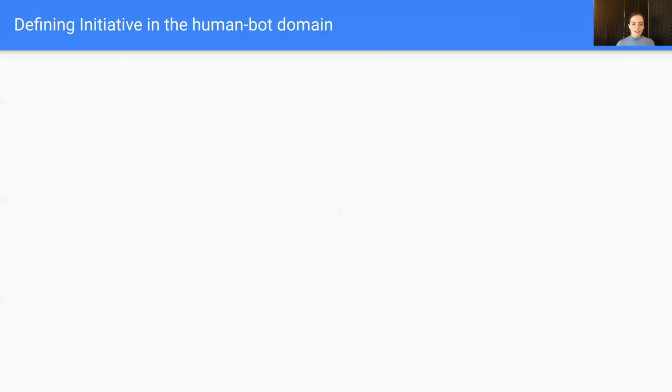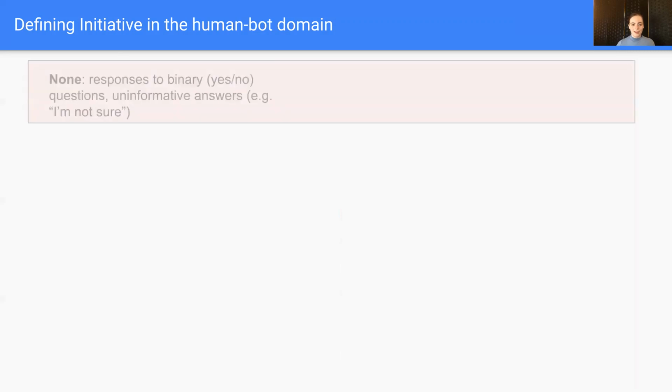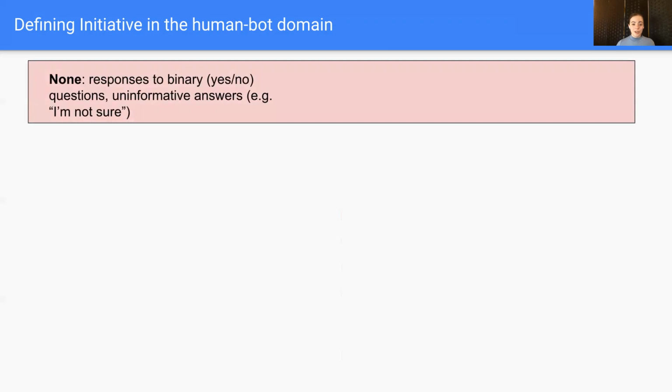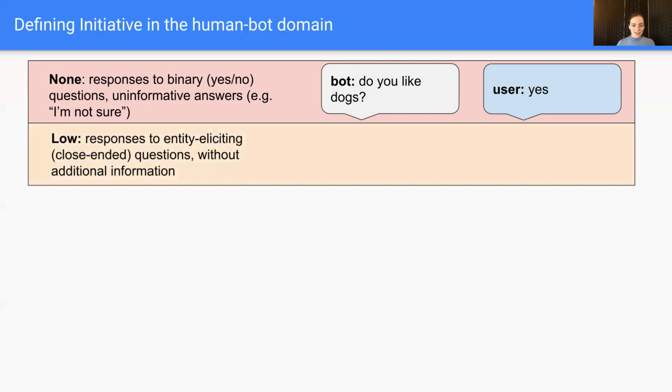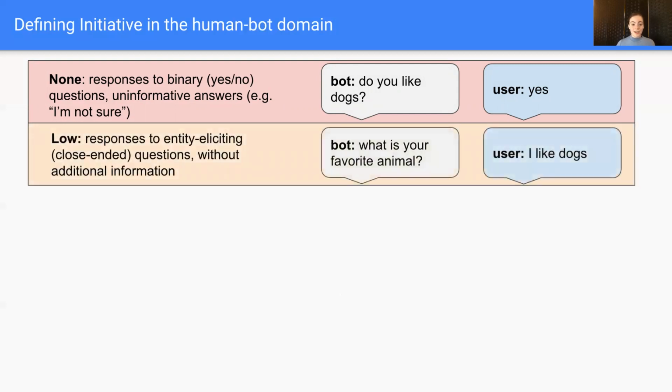To address this, we propose a new multi-level definition of initiative intended specifically for human-bot conversations. At the none level of initiative, the user's response has no impact on the conversational direction set by the bot. This includes yes or no answers to yes or no questions and uninformative responses or cop-outs such as I'm not sure. When the bot asks a closed-ended question, such as what is your favorite animal, the user has a bit more freedom than they do when answering a yes/no question, but they're still fairly constrained. If the user answers a closed-ended question compliantly and without additional information, as in the example shown, then we consider them to be taking a low level of initiative.